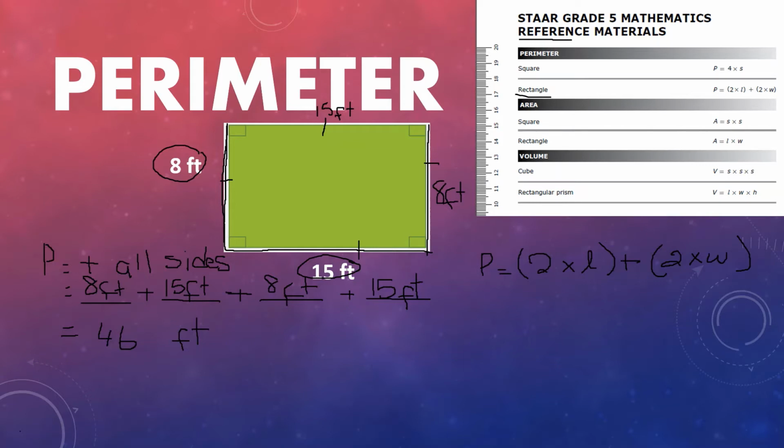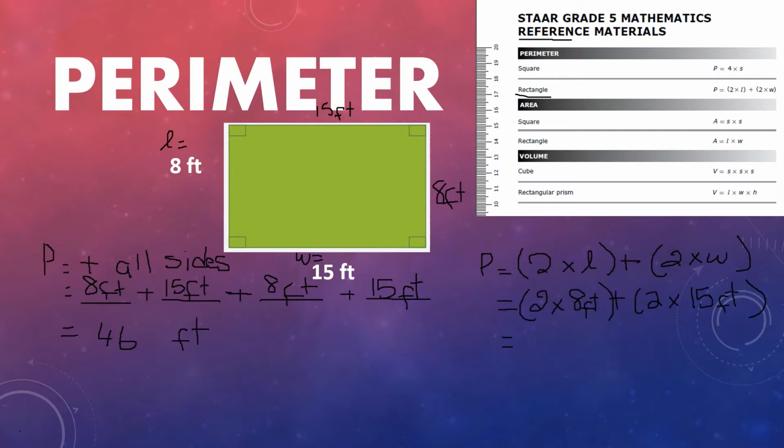So what are the L's and what are our width? We can assign that this is our L and we can assign that this is our width. You can substitute the letters now with these numbers that are given to us. So when I substituted it, I would get 2 times 8 feet because there are 2 8s right here, 1 right here, and 2 right here. The next part is 2 times 15 because there's a 15 here and a 15 over here. And when I solve for this problem, I will also get 46 feet.